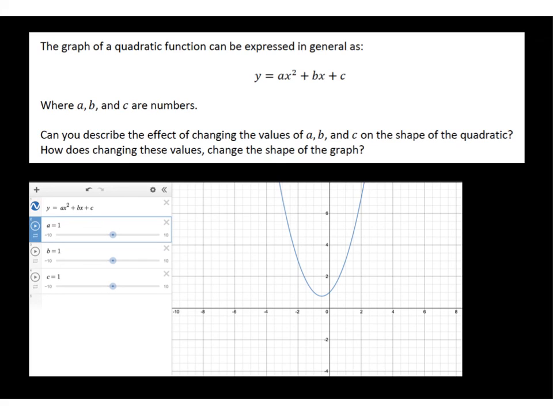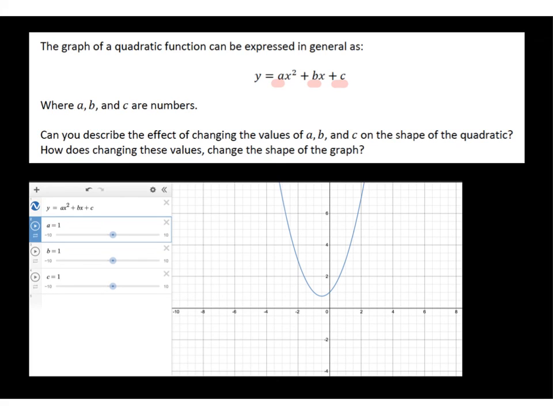So the graph of a quadratic function can be expressed in general in this format here. y equals ax squared plus bx plus c. a, b and c are numbers. And your task in your previous lesson was to identify what the effects of changing the values of a, b and c were on the shape of the graph. Now, there's a nice feature that you may have used on Desmos. You may not have had a chance to explore this last lesson, so I recommend you open a window and have a go at this now.